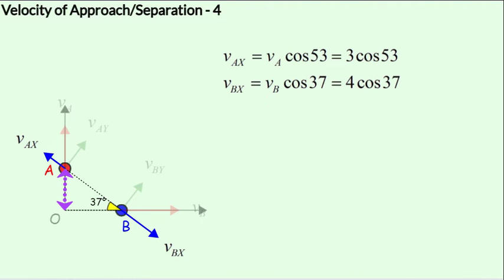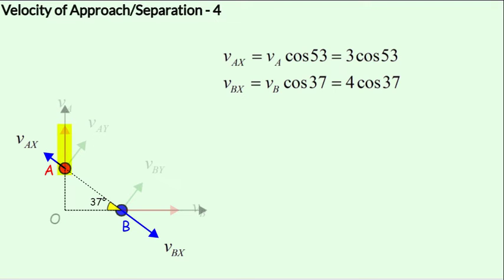If OA is 3 and OB is 4, then the angle OBA will be the tan inverse of 3 over 4, or 37 degrees. In this case, let's obtain the velocity components of both VA and VB along the line AB, and then take the relative velocity of those components.